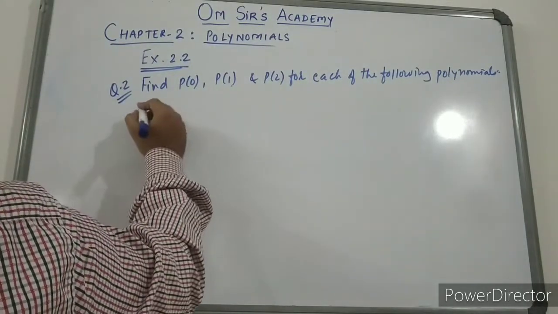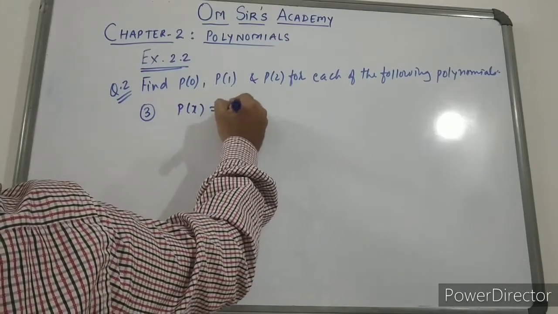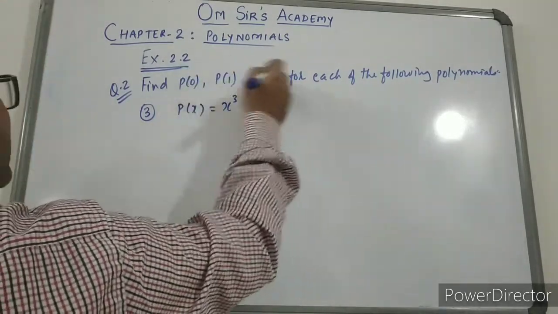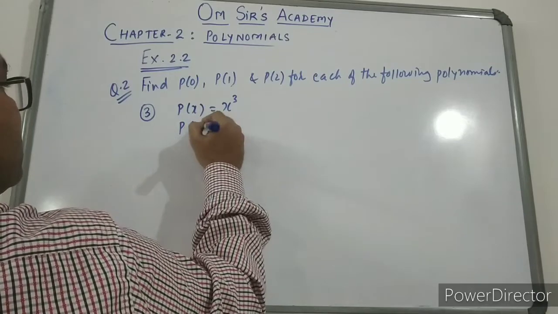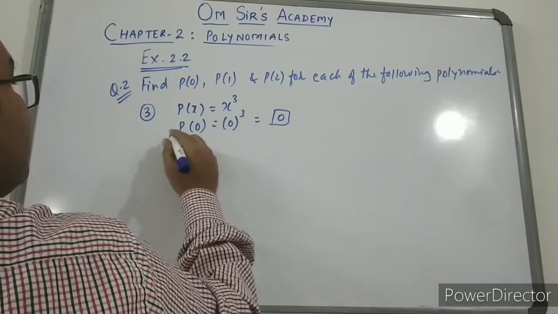Sum number 3. What is the third polynomial? P of x equals x cube. In this also we have to put all three values. Instead of x we put 0. So 0 cube is what? 0. So the first value is 0.